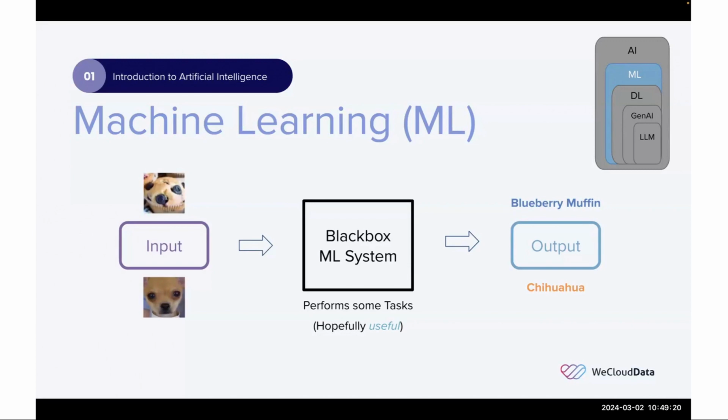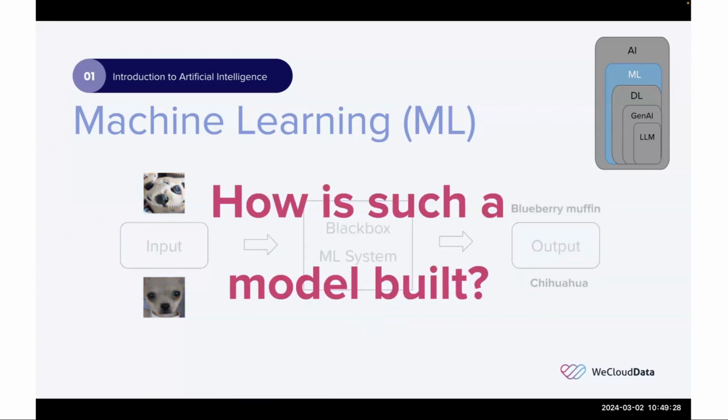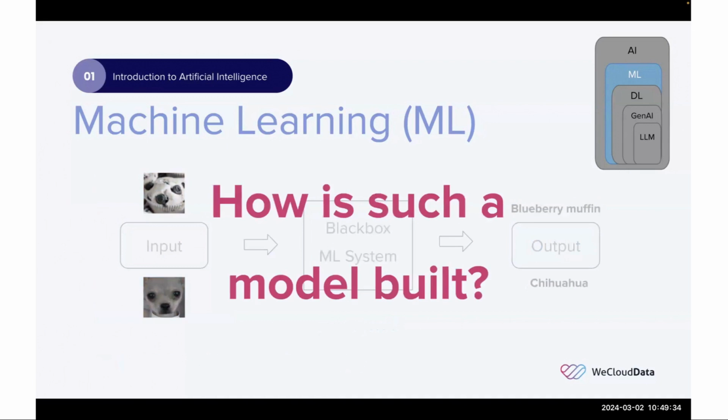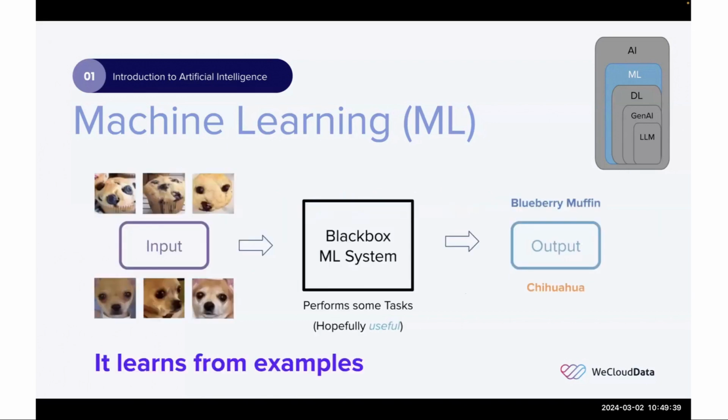So it can classify images, and it can tell you whether it's a blueberry muffin image or a Chihuahua image, right? But how does this work? How is such a model built? Basically, it's learning from many images, and it's learning the rules. So it needs to learn from examples.